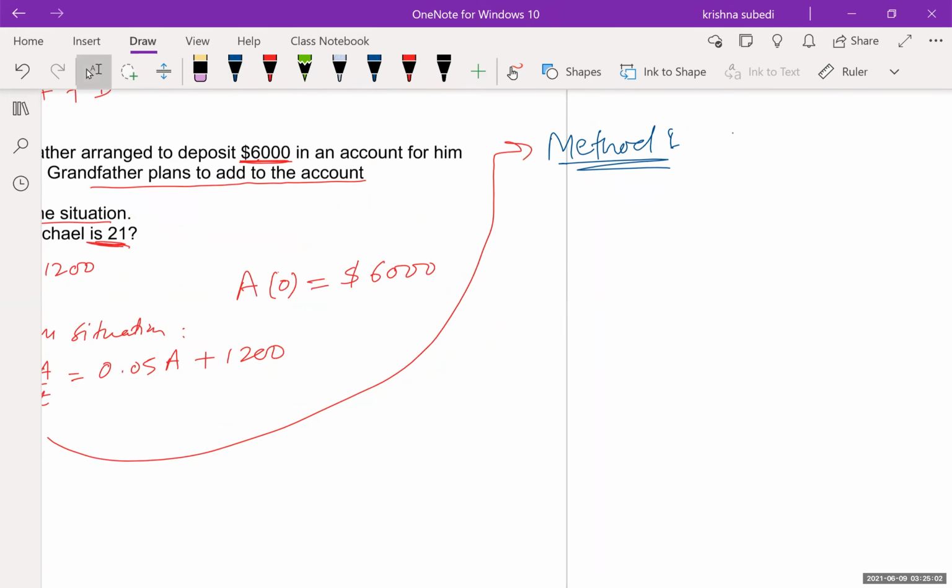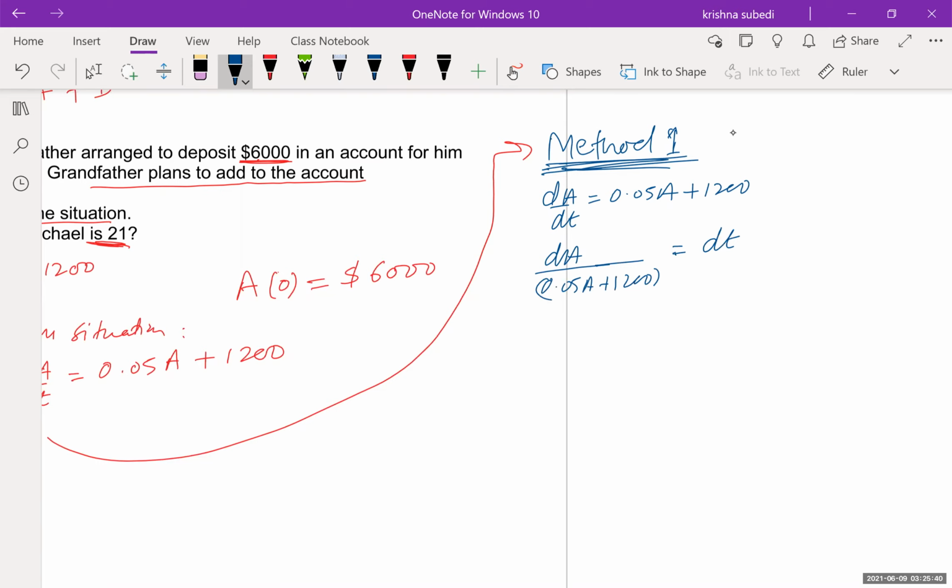Okay. So we have dA over dt equals 0.05A plus 1,200. I trust that you'll be able to solve it by yourself. Okay, let us work together though. So keep on working and I'll be doing it here. And if you have any questions, just let me know, okay? Now, if you want to use the separable differential equation, this is not difficult to separate, right? So what we can do is dA over 0.05A plus 1,200 equals dt. So that's it.